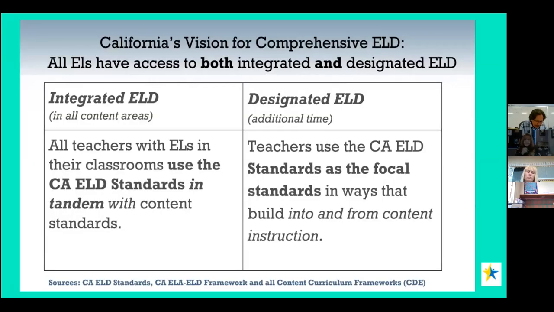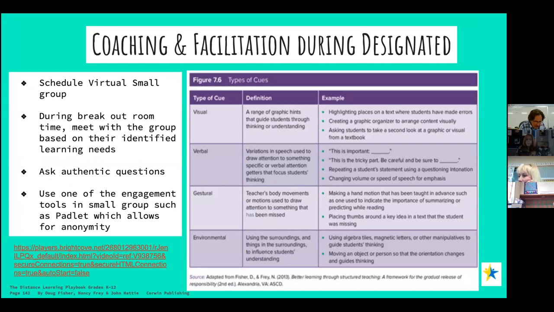Next slide. There are samples and links in your drive that focus on integrated and designated lessons. Remember, we're still planning our lessons to have this in place for English learners. I think on the slide, I don't know if it came off the slide or if it's on another one, there is the San Juan USD. They're providing the lessons, I think I put it on the LPAC slide. But if you look in the folder, it gives you plenty of lessons for designated ELD. I'm not sure, it depends on your district how they've assigned minutes for this. And for the coaching and facilitation during designated, there is a video on this as well, but on the slide here, you can schedule virtual small group during breakout room time and meet with the group based on their identified learning needs. These are all just examples here.